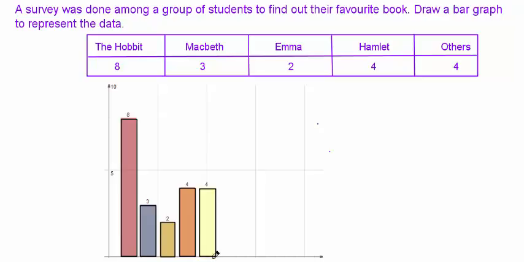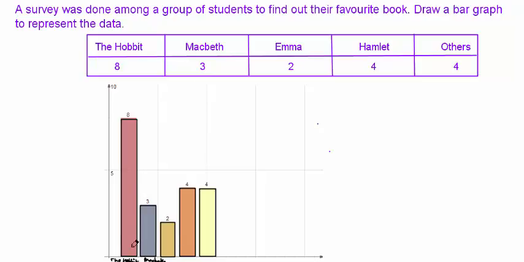And you have to write down the names below each bar to indicate which bar represents what. So you should write down The Hobbit, and then Macbeth, and so on, below each bar. And the number that you see on the top of each bar represents the number for that particular book. So we have 8 for The Hobbit, 3 for Macbeth, and so on.